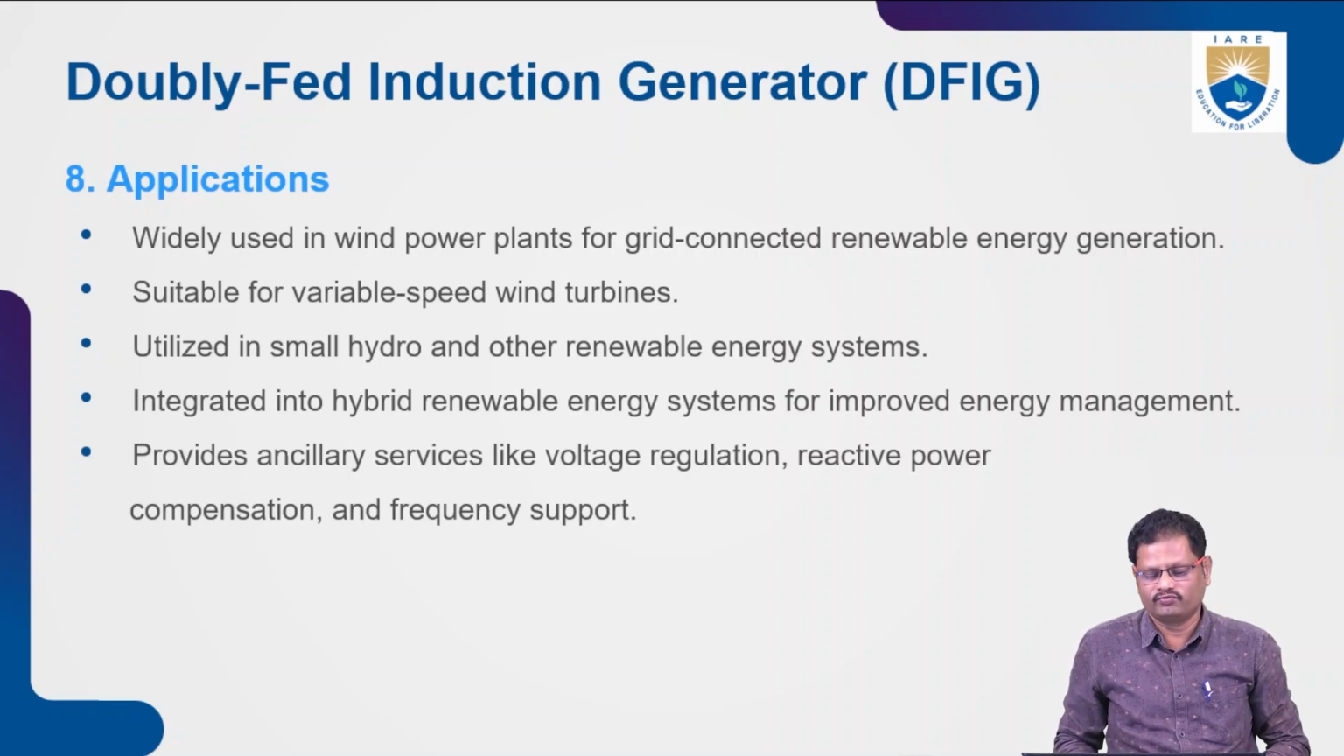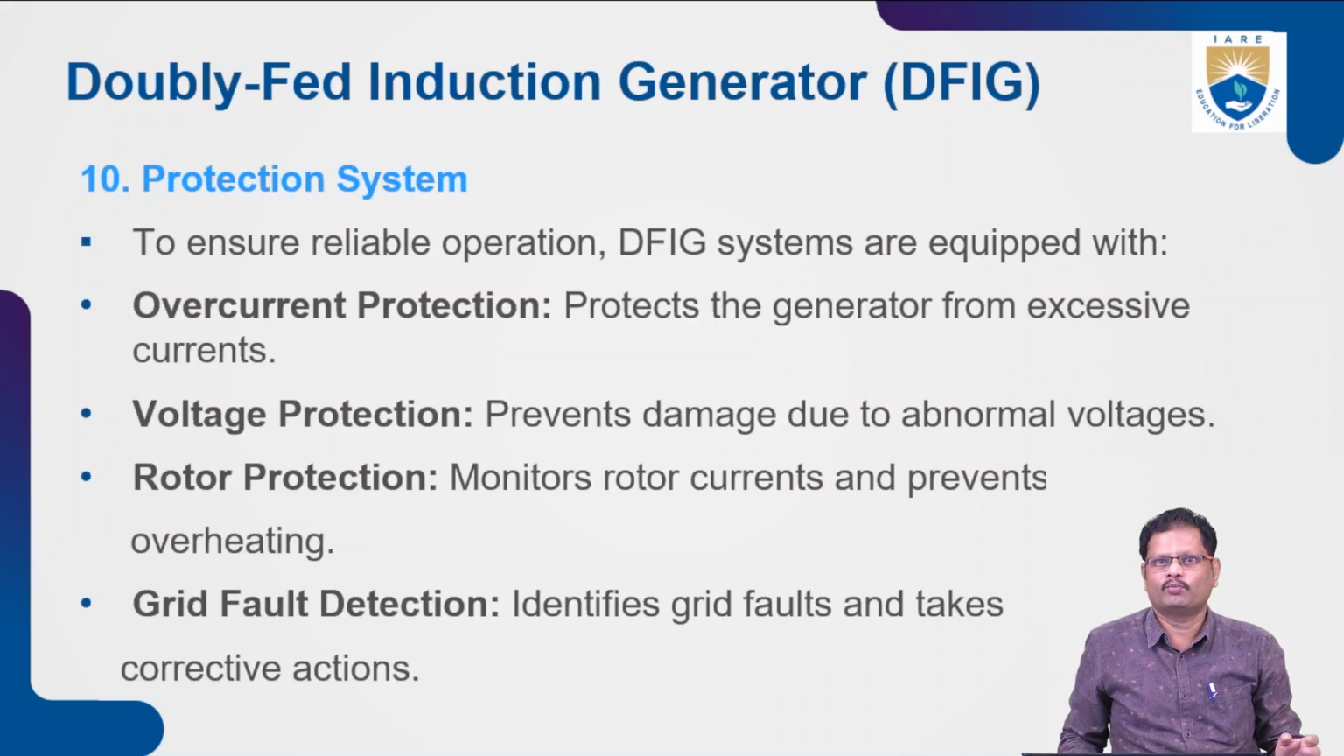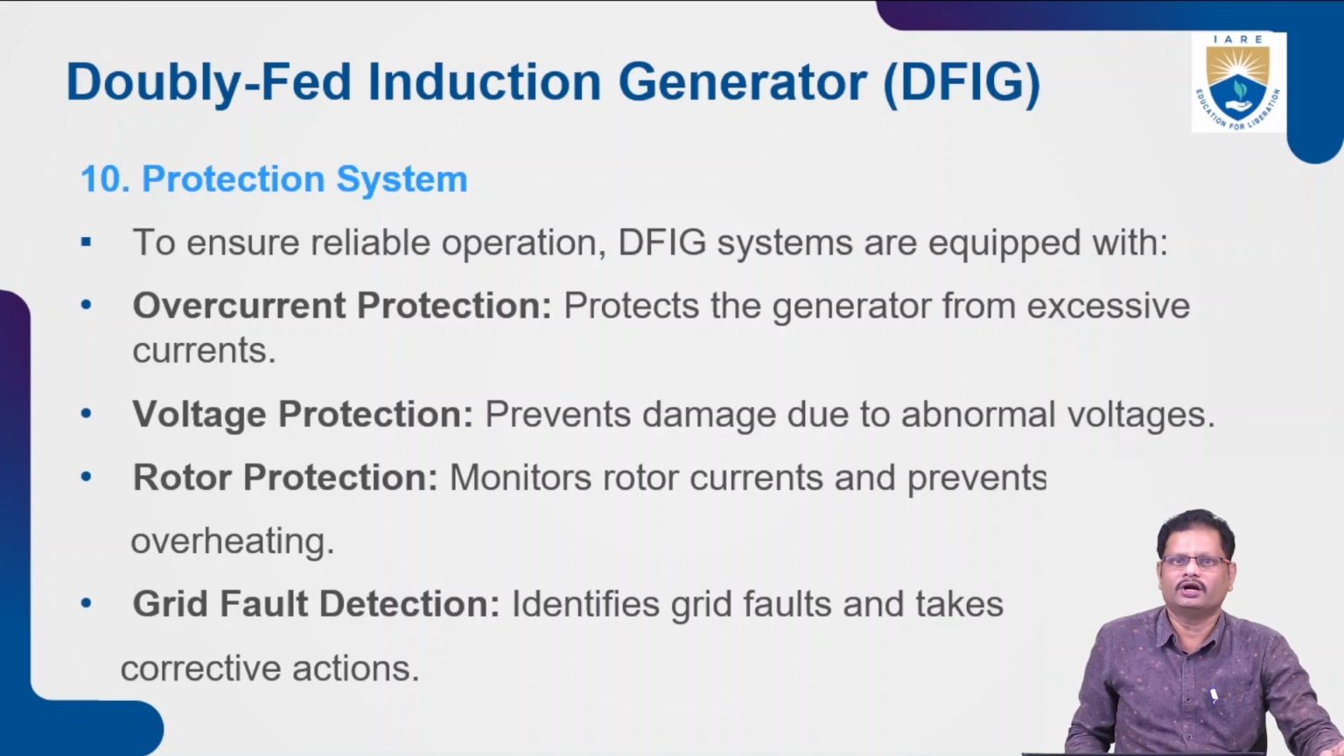Applications: it is widely used for power plants like grid connected renewable energy generation and is suitable for variable speed wind turbines, utilized in small hydro and other renewable energy systems, integrated into hybrid RES for energy management, and provides services like voltage regulation, reactive power control, compensation, and frequency support. The protection systems required for a DFIG system are over current protection, voltage protection, rotor protection, and grid fault protection.